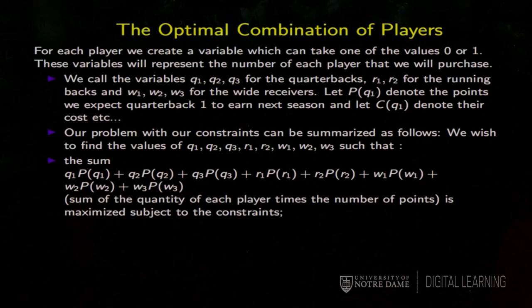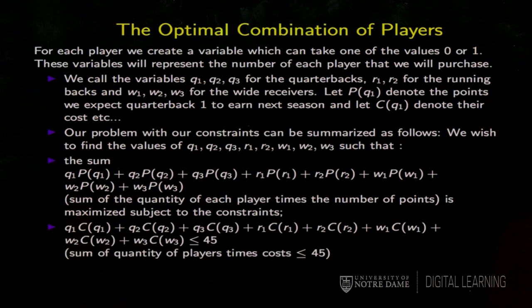Q1 times P of Q1: Q1 is the amount of Q1 you bought, that's either 0 or 1, times the points scored by Q1. So if you bought Q1, then Q1 is 1, and P of Q1 is the points scored, and that's contributed to the expected points scored for the upcoming season. If you didn't buy Q1, Q1 is 0, and it contributes nothing to the expected points scored for the upcoming season. So that sum gives you the total number of points you expect to get in the upcoming season for your particular selection.